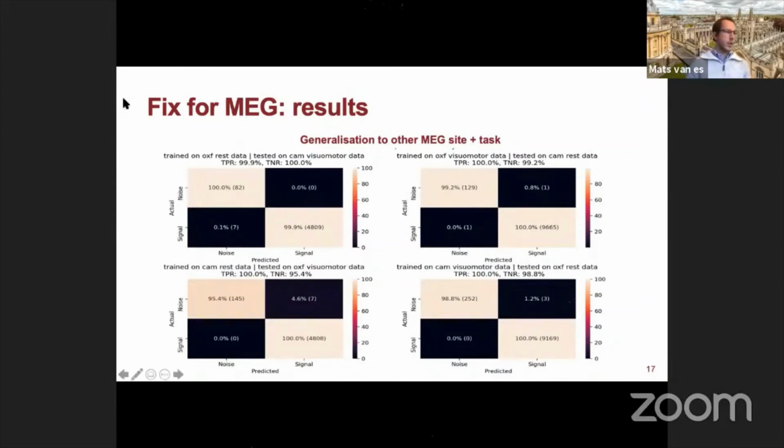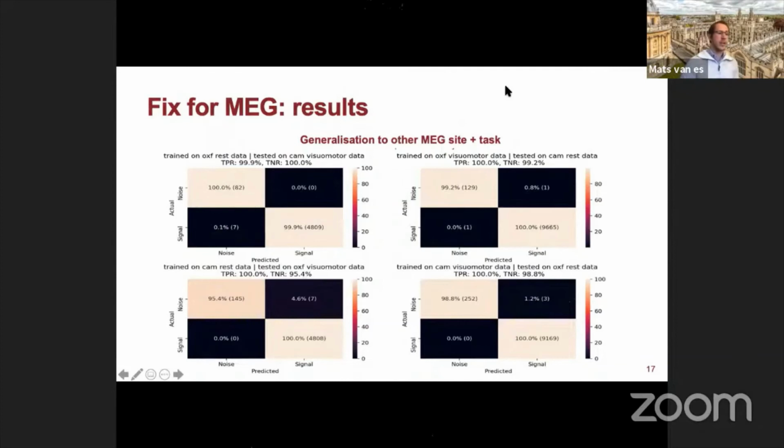So that leaves us with 4 sub-analyses. For example, the one on the top left is trained on the Oxford resting state data and tested on the Cambridge visual motor data. Obviously there's less data that goes into training here, but we still see that we have an awesome performance of close to 100%, with the lowest true positive rate, so recognizing signal as being signal, of 99.9%, and the lowest true negative rate, so recognizing noise as being noise, of 95.4%.